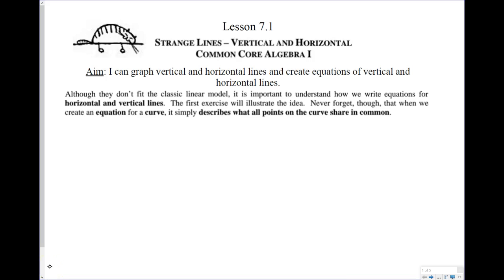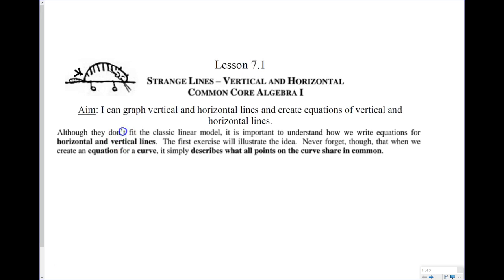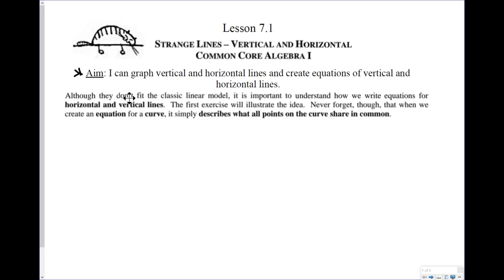Welcome to the first lesson in your take-home unit of Unit 7. The first lesson in this take-home unit is going to be talking about vertical and horizontal lines. So your aim today is that you can graph vertical and horizontal lines and create equations of vertical and horizontal lines. Although they don't fit the classic linear model, it's important to understand how we write equations for horizontal and vertical lines. This first exercise will illustrate the idea.